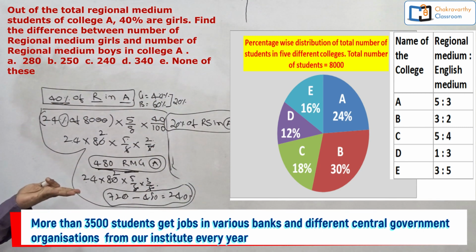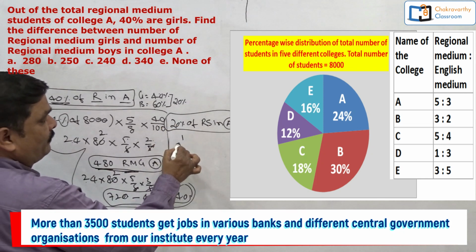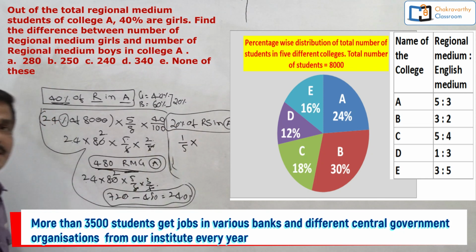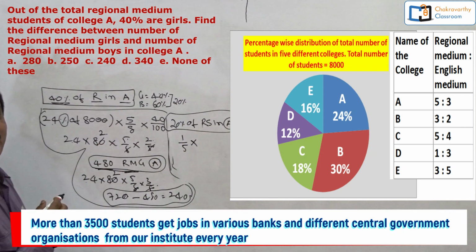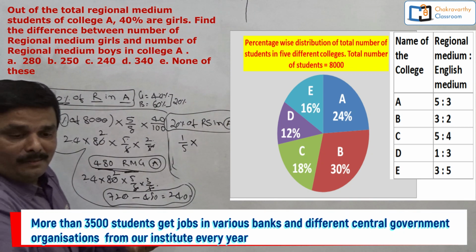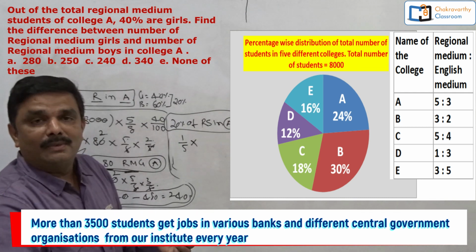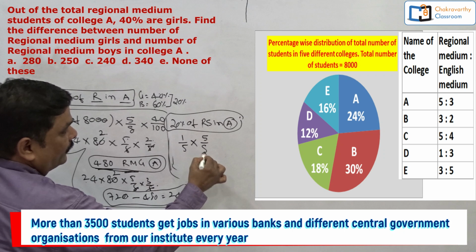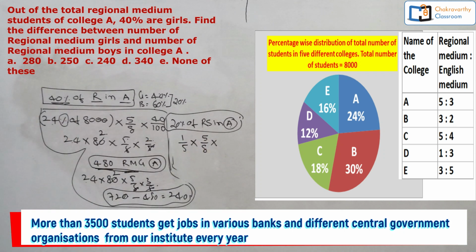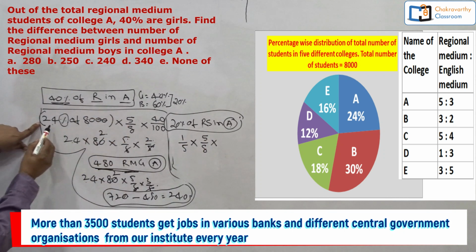Finding out 20% is very simple. 20% is nothing but 1 by 5. 1 by 5 into what? 1 by 5 into regional medium students in college A. So regional medium to English medium is 5:3. I need regional medium students, that is 5 by 8, into the total number of students in college A.